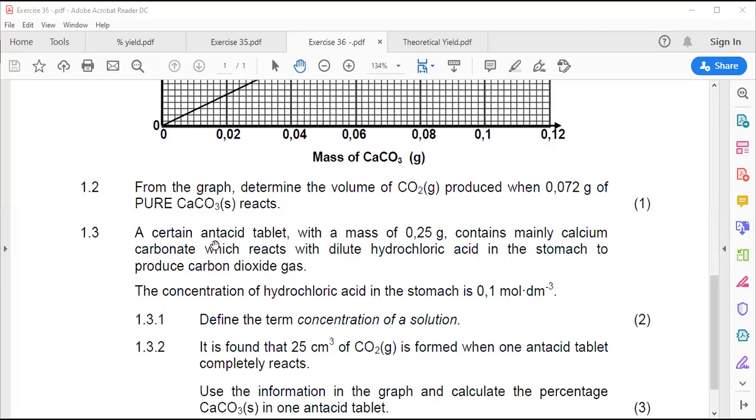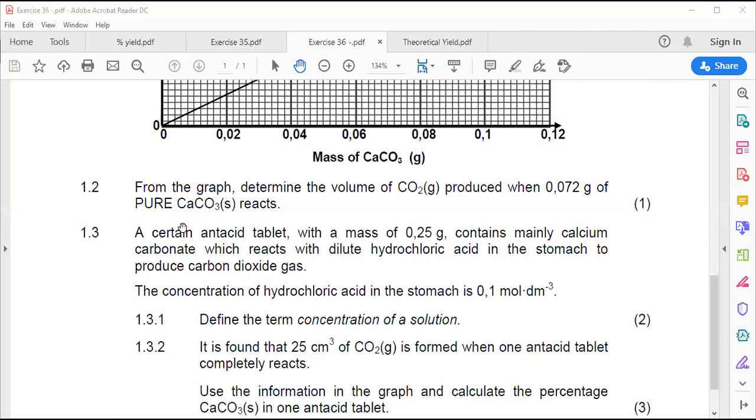What is an anti-acid tablet? Actually, it's a base. It's a base that you drink to neutralize the acid in the stomach. So anti-acid means it is going to remove the acid from your stomach. Are we together?